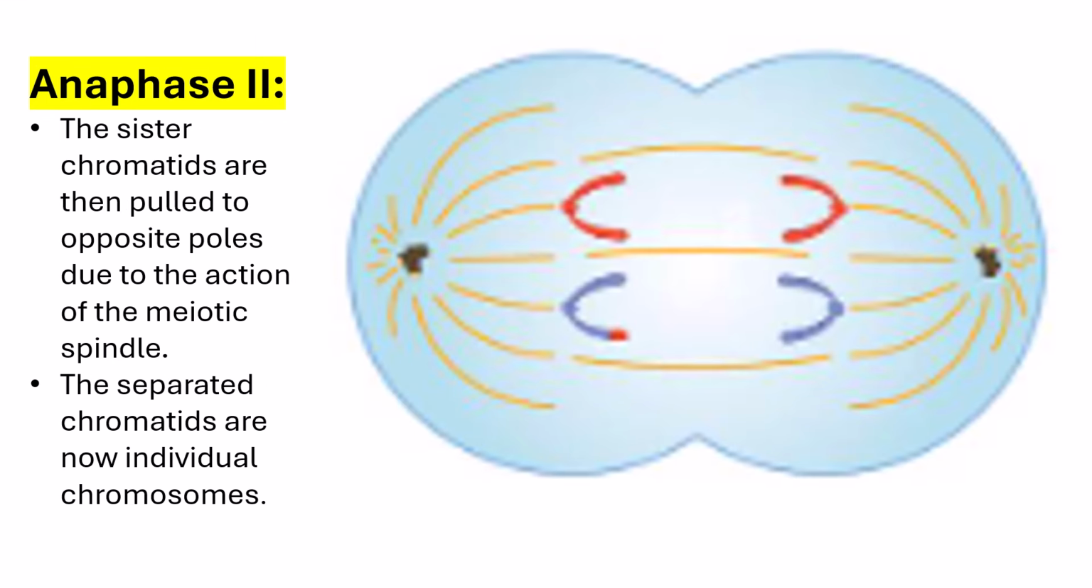Anaphase II. The sister chromatids are then pulled to the opposite poles due to the action of the meiotic spindle. The separated chromatids are now individual chromosomes. Individual chromosome, individual chromosome, all right?